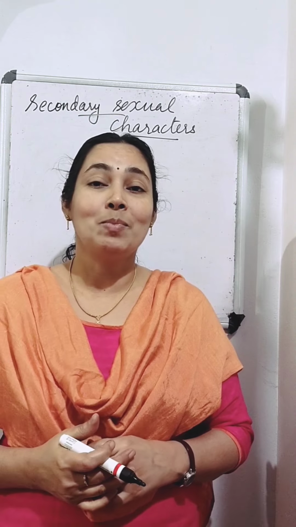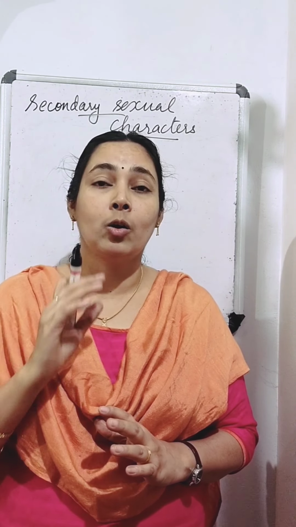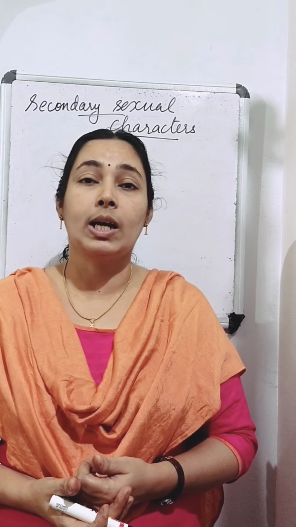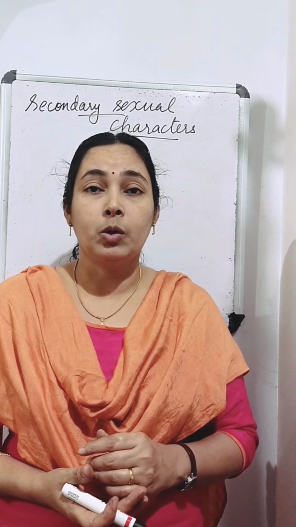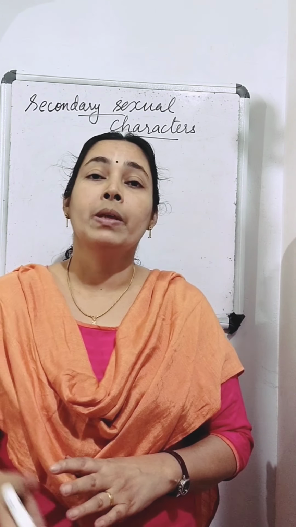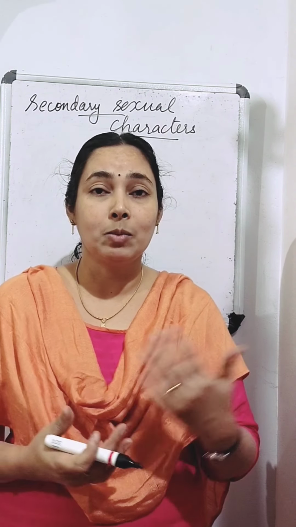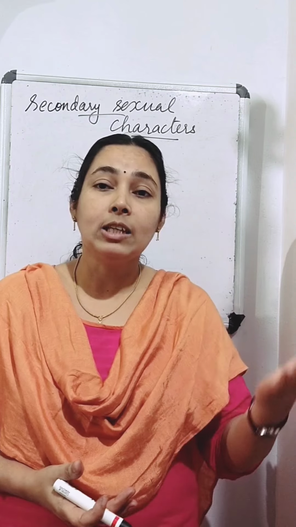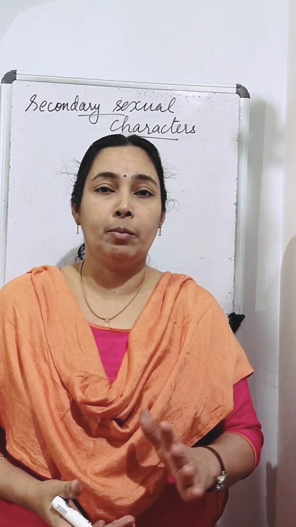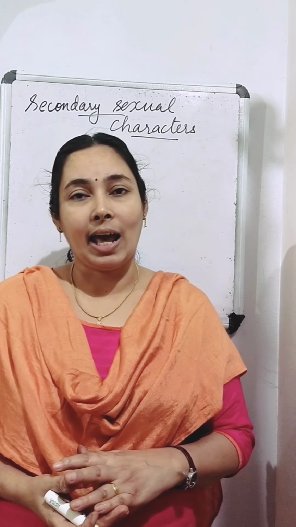In boys, the testes begin to produce sperms, and facial hair, mustache and beard, and hair on the chest grow. And in girls, the ovaries begin to produce ova and the breasts also begin to develop. Till this age, in physical appearance, there is not much difference between boys and girls. But these features help us to distinguish male from female. So these characters are called secondary sexual characters.